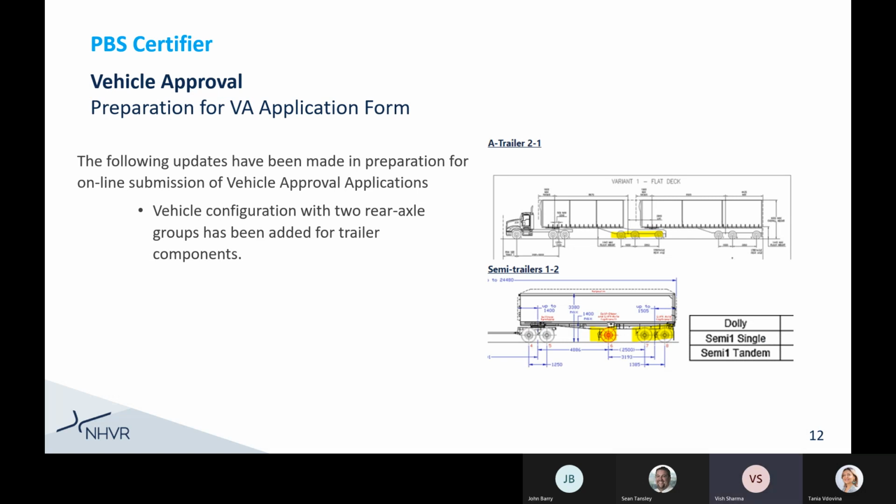We have also added vehicle configuration for trailers, where the rear axle group of trailers can now have 2 axle groups. In this diagram, the highlighted ones are the 2-1 configuration in a B double, and in a semi trailer we have the 1-2 configuration highlighted. Next slide, please.